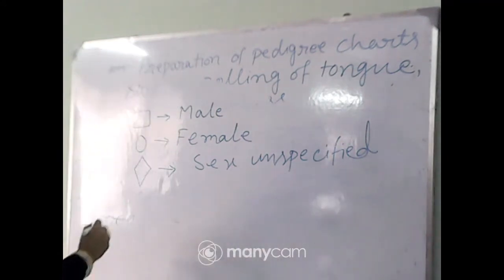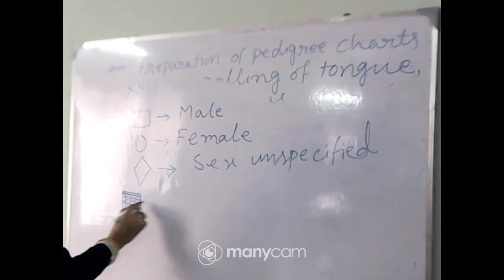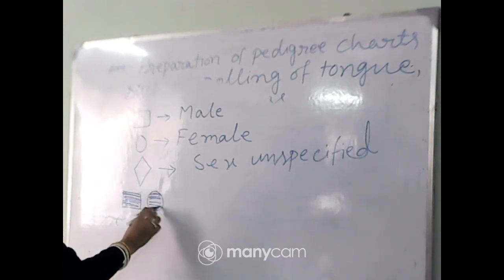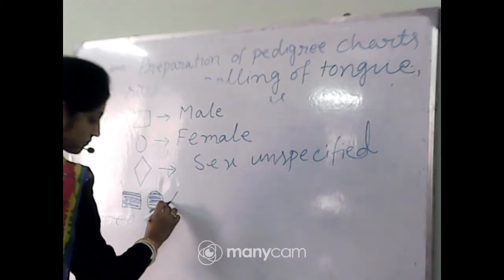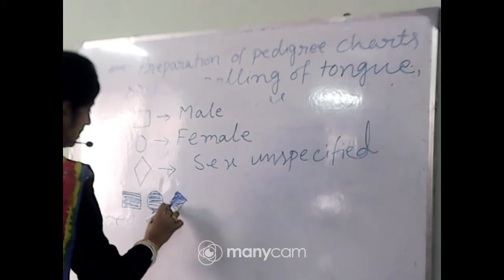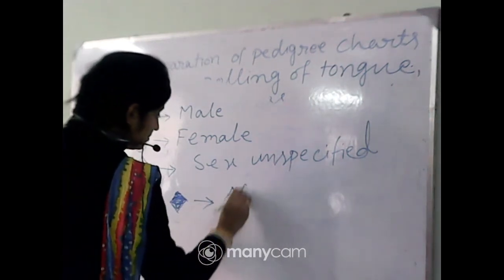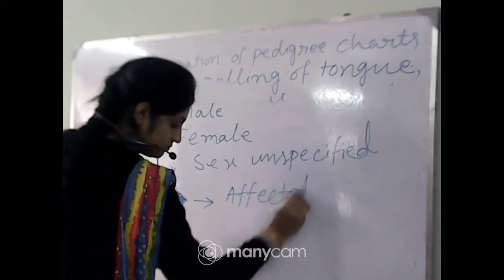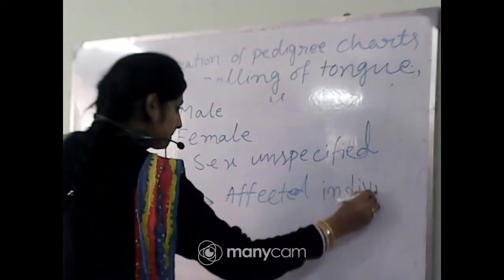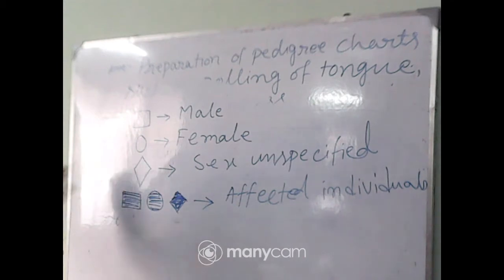When you see these three structures filled with color, or with some design inside, that means they are affected. The designs and the filled color differentiate the affected ones from the normal ones. These are the affected individuals. These are the main structures: the square, the circle, and this other geometrical structure, and you can see the same three structures again but filled with color.